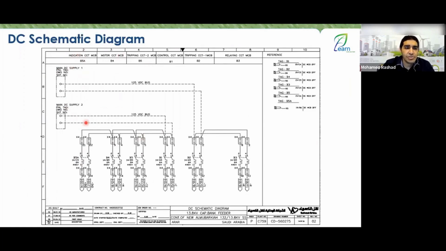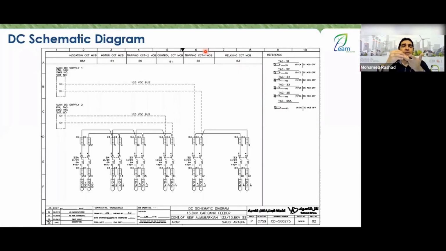As you can see, the first circuit is for the indication circuit, the second circuit is for the motor circuit, the third circuit is for the tripping circuit, and the fourth circuit is for the closing or control circuit. Then there's another tripping circuit and then a relaying circuit. So quite simply, if you want to know what each circuit is for, you have in the switchgear how many components? You have a breaker and an earth switch, right?